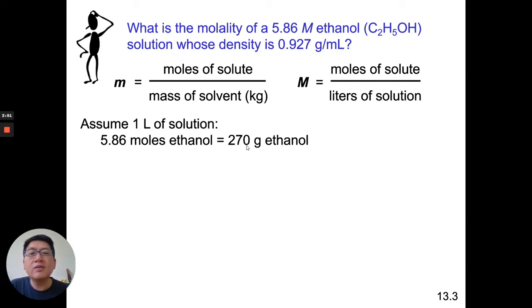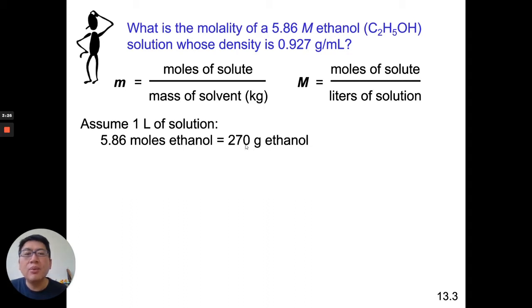I convert to grams. How do you do this? Change moles to grams by multiplying by the molar mass. The molar mass is 2 carbons, 6 hydrogens, and 1 oxygen. Add that up: carbon 2 times 12.01, 6 times hydrogen, which is 1.01, and oxygen is 16. Whatever that adds up to, times 5.86, is equal to 270 grams of ethanol.